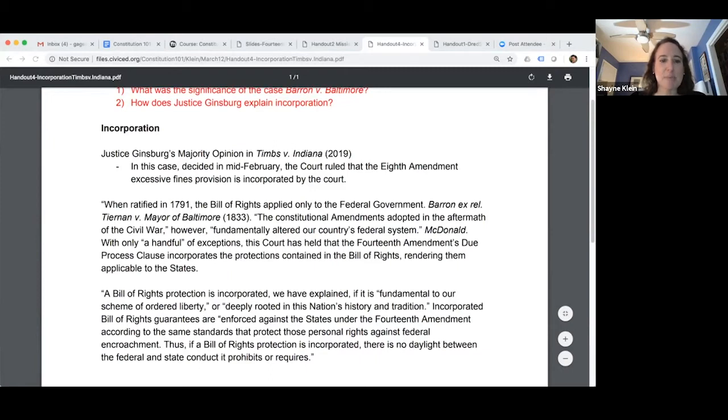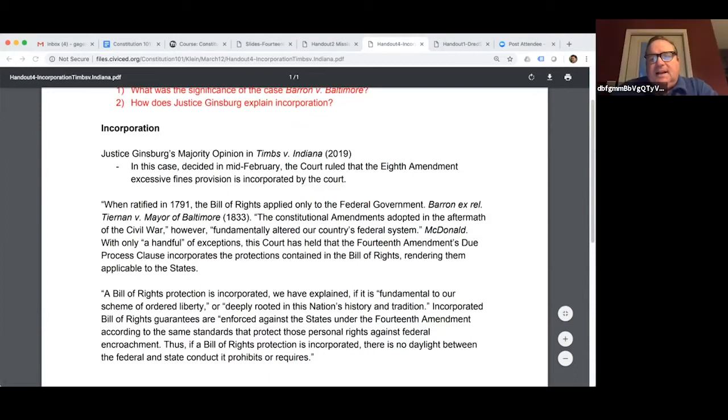But this case, Timbs, is basically about a Land Rover. His Land Rover was seized because he, I guess, used it for some drug deals, and the court argued that seizing that was an example of an excessive fine. This is going to change the way, I think, a lot of states have to behave in their fines and forfeitures and seizures policies. Shane, Ryan says the Ninth Amendment.